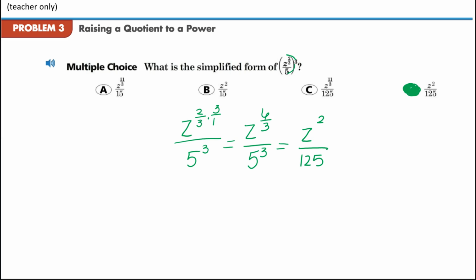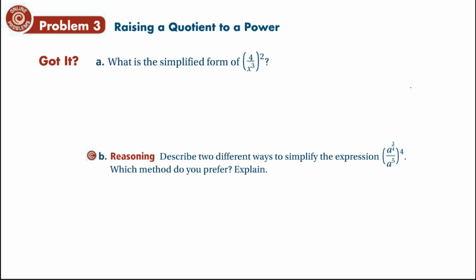Let's go ahead and take a look at your questions in the book. Part A, what is the simplified form of 4 divided by x to the third, all squared? So again, we're going to distribute that 2 to both the numerator and denominator. So that's 4 squared over x to the third to the second. Well, we know 4 squared is 16 over x to the 6th power.